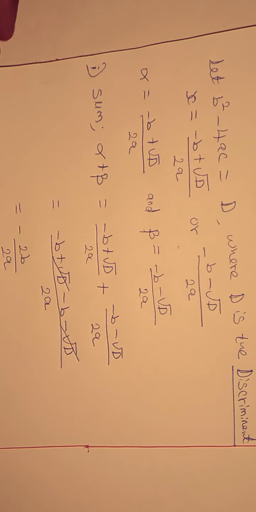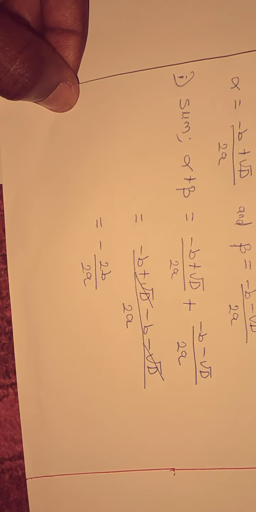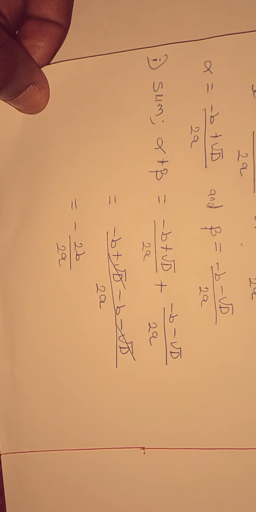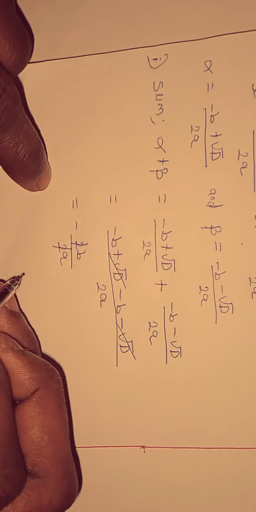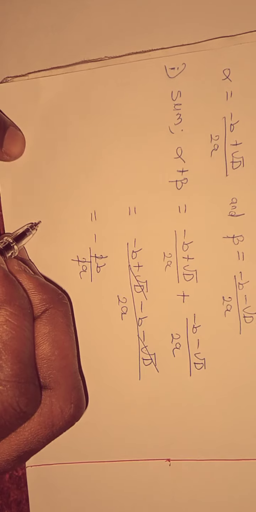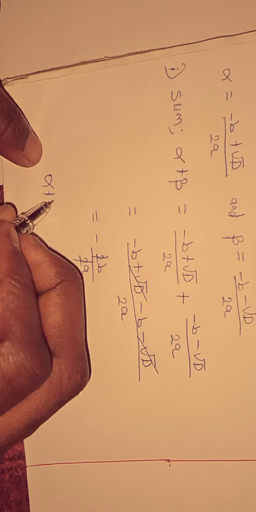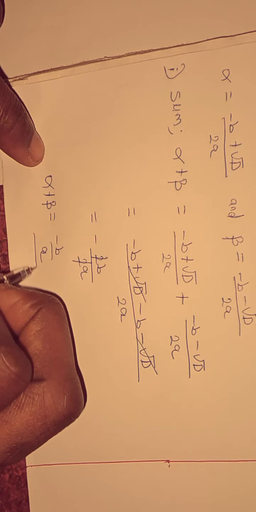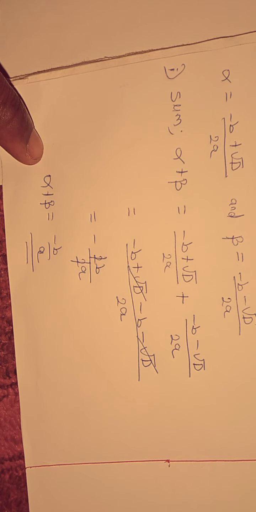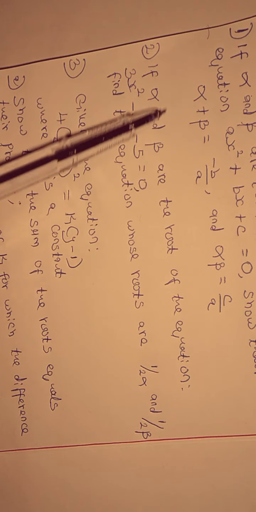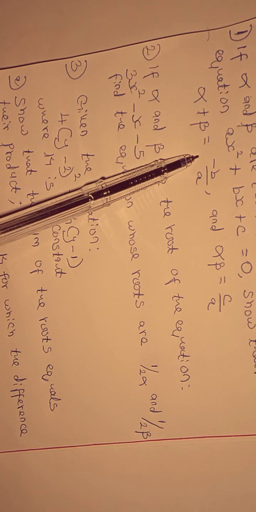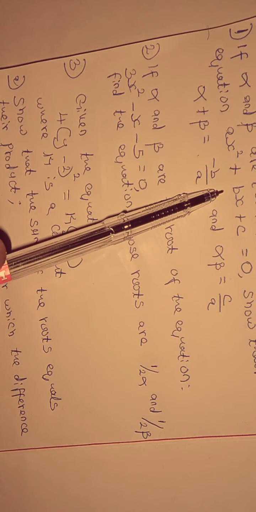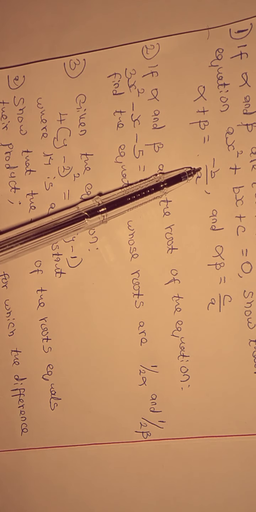And from here, we can now see that the 2 cancels out 2, and I'm left with alpha plus beta equal to minus b over a, and that settles the facts. It proves that alpha plus beta is equal to minus b over a.